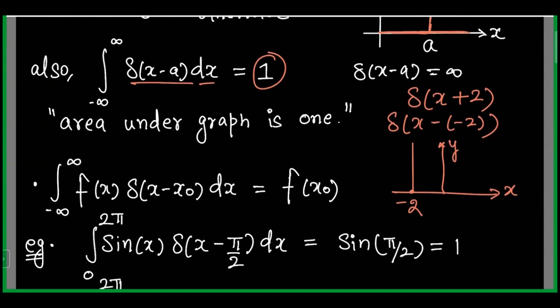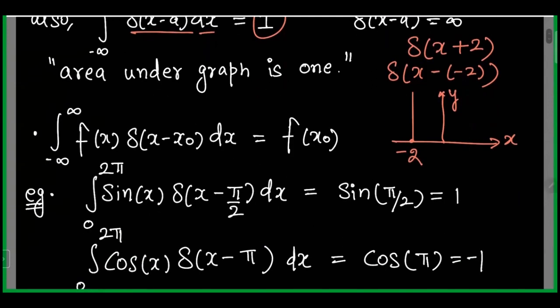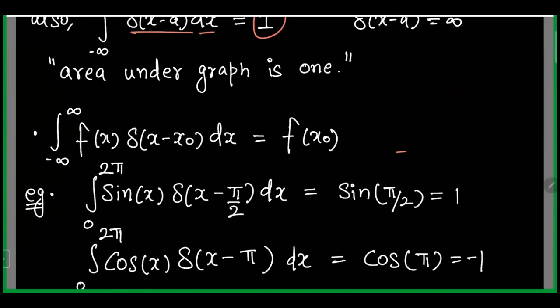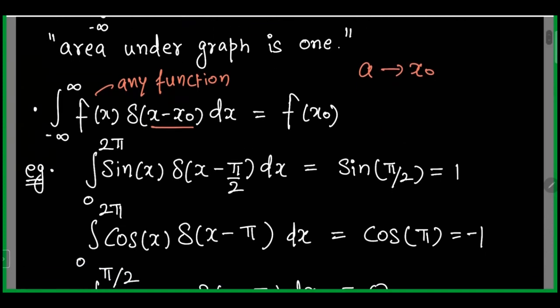Now, another very significant property of the Dirac delta function is this one. The integration of f(x), any function, multiplied by the Dirac delta function δ(x minus x naught). Here I have just replaced a with x naught. Same thing, nothing is different. So δ(x minus x naught) dx will give you f of x naught. Now this might look very general, and many of you might not have understood, so let's try to understand this concept easily.